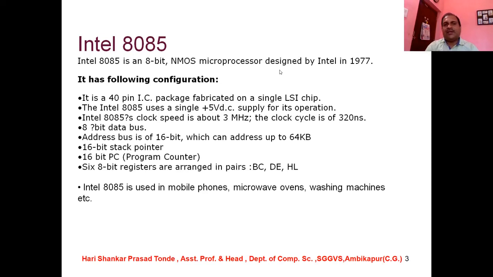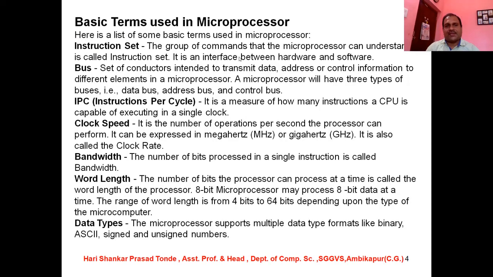Intel 8085 is an 8-bit microprocessor designed by Intel in 1977. It is a 40-pin integrated circuit package fabricated on a single LSI chip. It has a 16-bit stack pointer which points to various memory locations in the stack, and Intel 8085 is used in mobile phones, microwave ovens, washing machines, etc. So students, it is very important to know why we use microprocessors.